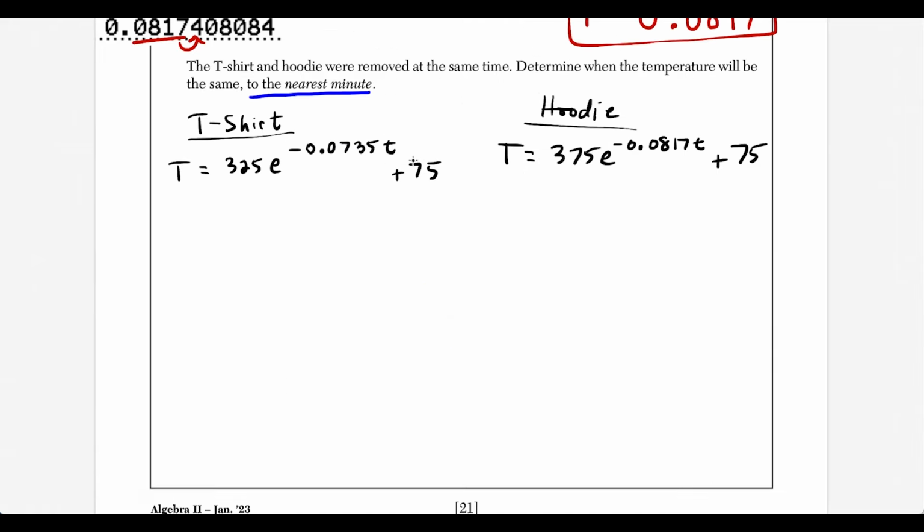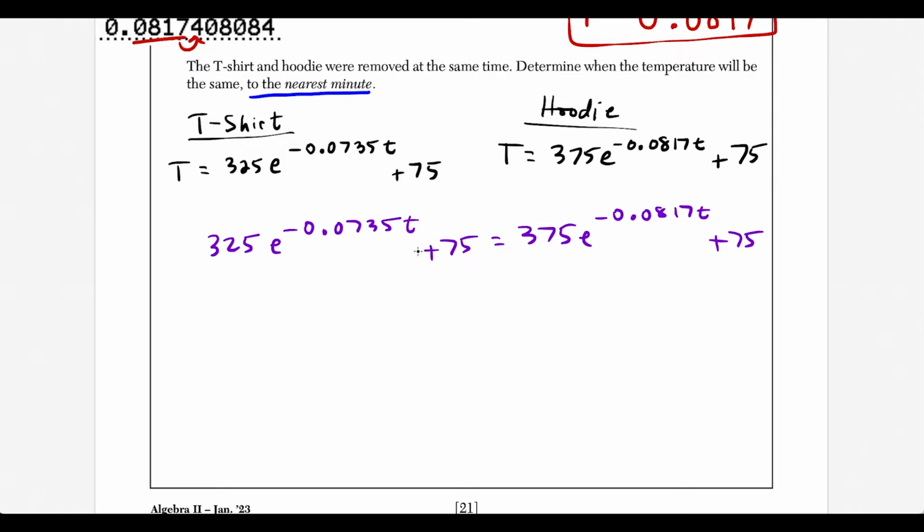Now to solve this, we're going to set these two equations equal to each other. So we have 325e to the negative 0.735t, and then we tack on our plus 75, and this is going to be equal to 375e to the negative 0.0817t plus 75. Now right away what I notice is we could subtract 75 on both sides. So these are just going to cancel out. So the equation we actually want to solve here is going to be this one.